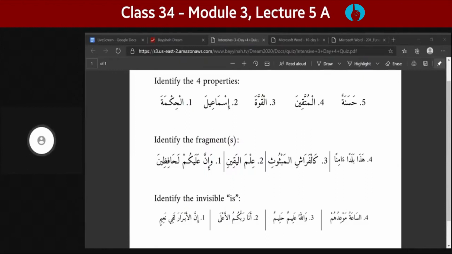So I can take al on and off of the masdar and I can make the masdar rafa', nasab and jar. So I can say Islamun, Islaman, Islamin. I can also say al-Islamu, al-Islama, and al-Islami.